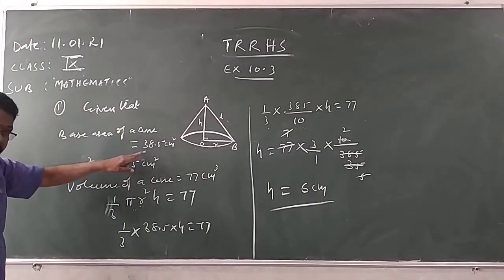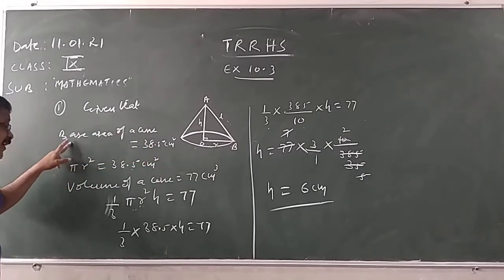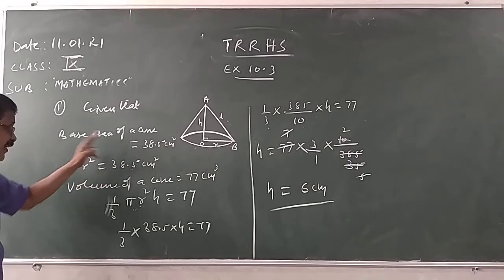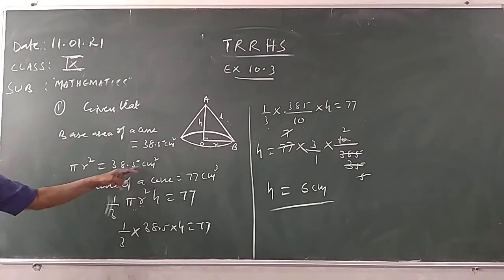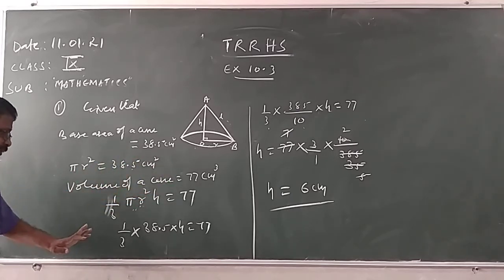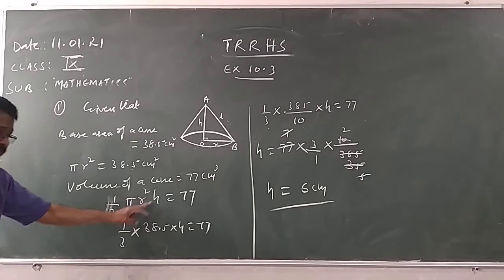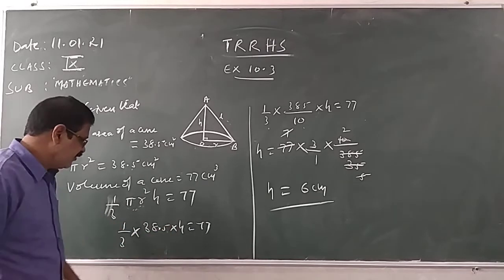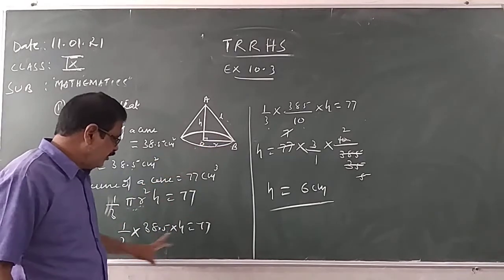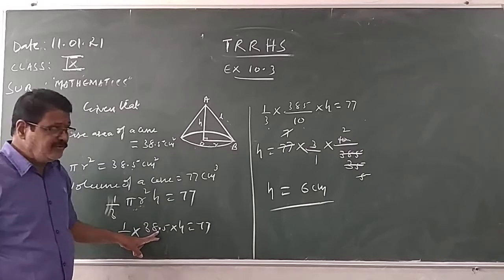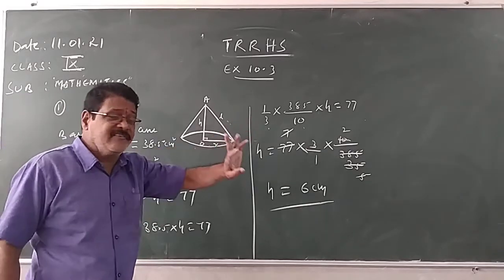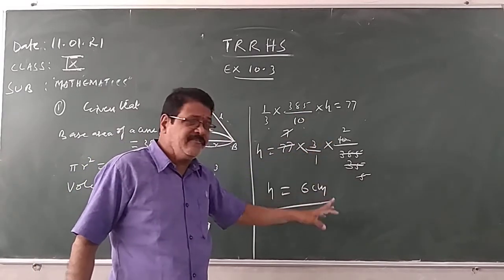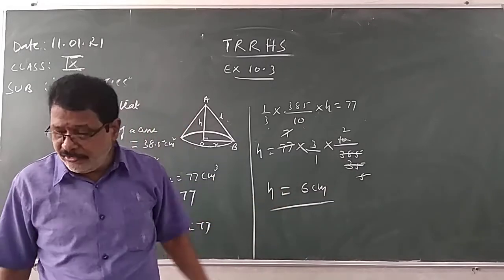Given that the base area of the cone is 38.5 square centimeters, the base of the cone is a circle, and the area of the circle is pi r square, so pi r square is equal to 38.5. Volume of cone is equal to 77. Volume formula 1/3 pi r square h equals 77. Substituting 38.5 for pi r square, 1/3 into 38.5 into h is equal to 77. Remove the decimal and keep 10 in the denominator, so h is equal to 77 times 3 by 1 times 10 by 385. So we got the h value, 6 centimeters.